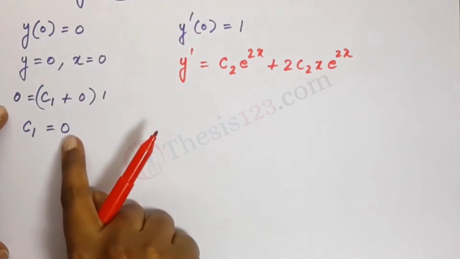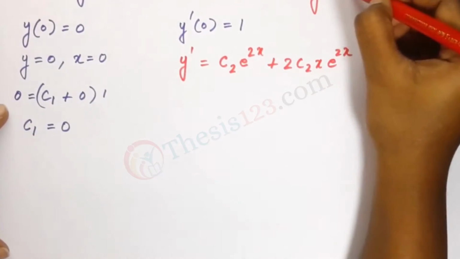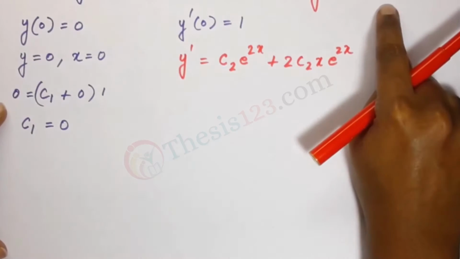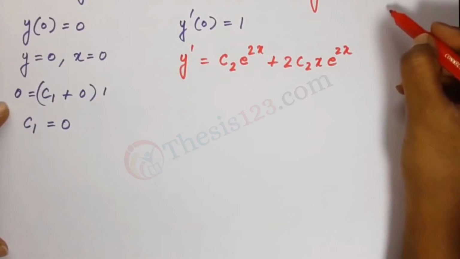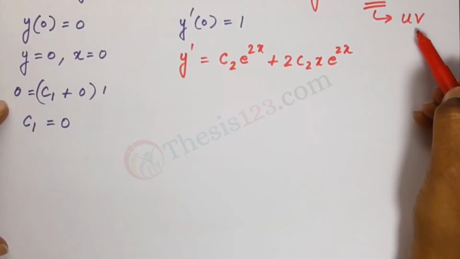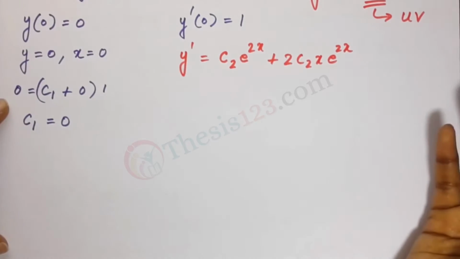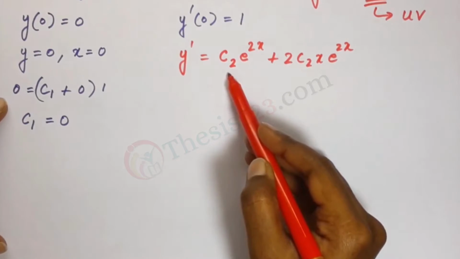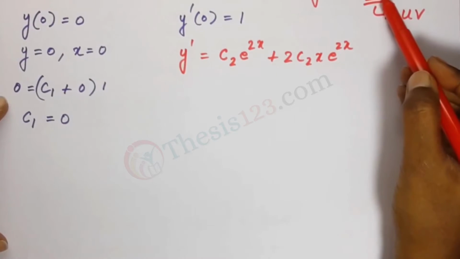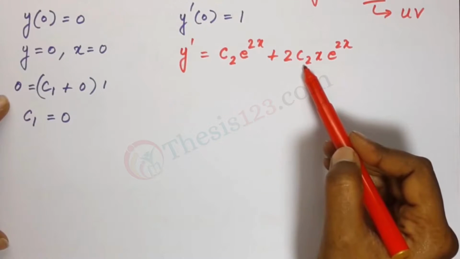What I've done is I've substituted c1 as 0, which gives us the equation y is equal to c2 x e power 2x. Now x into e power 2x, we can consider this to be the UV formula. We use the derivative of the UV formula in order to differentiate. So y dash is equal to c2, which is the constant, it will remain the same, e power 2x and derivative of x is 1, plus c2 will remain the same.